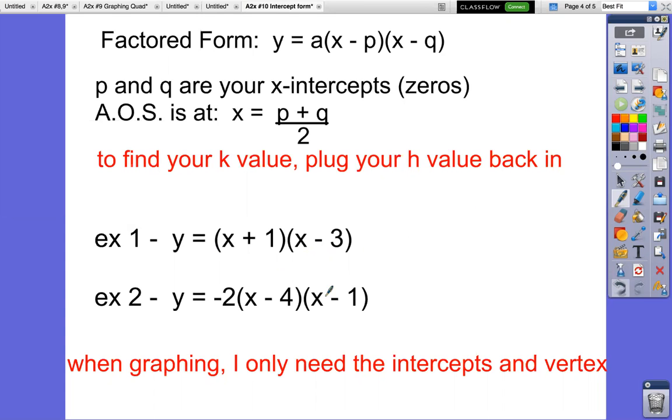So what are my P and Q values, also known as what are my intercepts? All right, so what are my intercepts? P and Q value here for number 2? 4 and 1. So 1 and 1, 2, 3, 4.